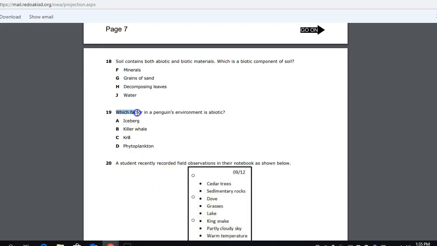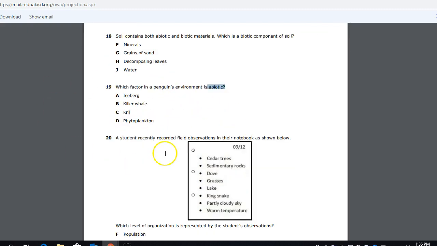Number 19. Which factor in a penguin's environment is abiotic? Is it A, the iceberg, B, a killer whale, C, krill, which is like tiny micro shrimp, living things? Is it D, phytoplankton? So which thing is abiotic in this group?